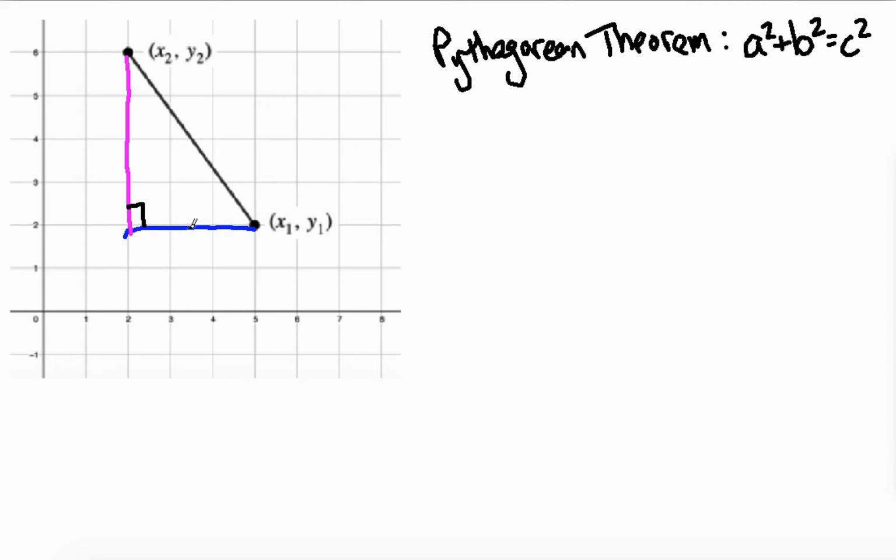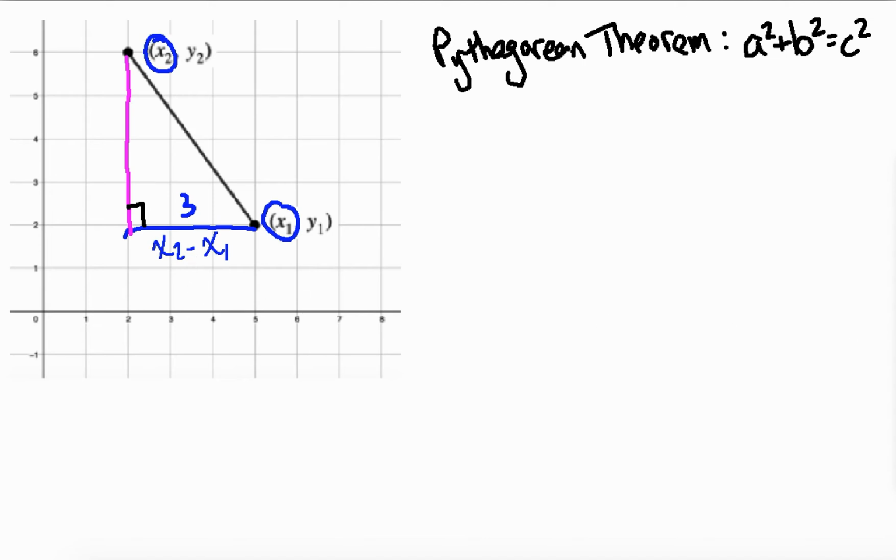Well, obviously it's 1, 2, 3 units long, but I use this x coordinate and this x coordinate to find that distance. What I do is I subtract those two x coordinates. So I do x2 minus x1, and that gets me 3.